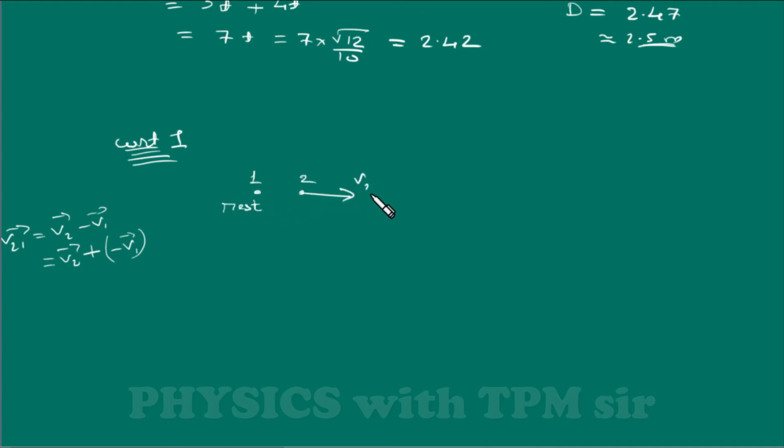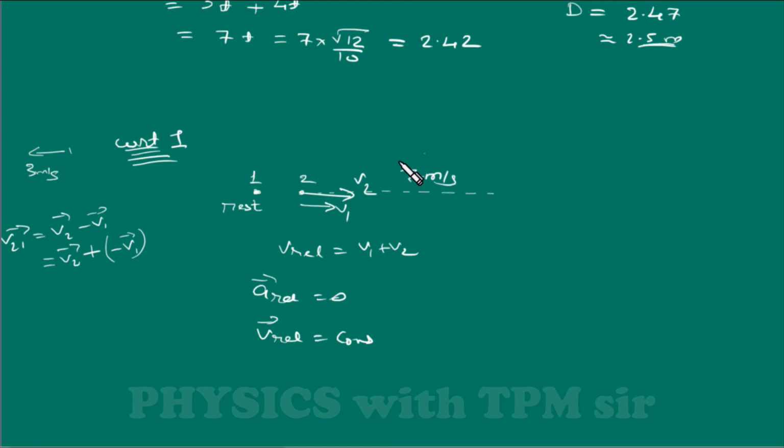So v2 was here, and we know that particle 1 was in this direction, 3 meter per second. So you have to reverse your velocity and give it in this direction only. So relative velocity is v1 plus v2 in the direction, right? And as relative acceleration is zero, relative velocity will be constant both in magnitude and direction, as these are vectors. So what one will observe is that this particle 2 is moving in this direction with actually 7 meter per second, because 3 plus 4 is 7, and it will continue to move in this direction.